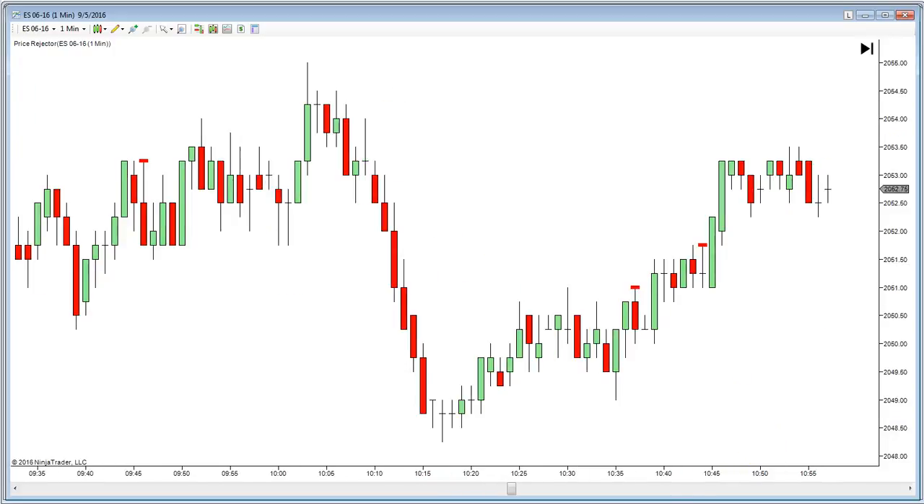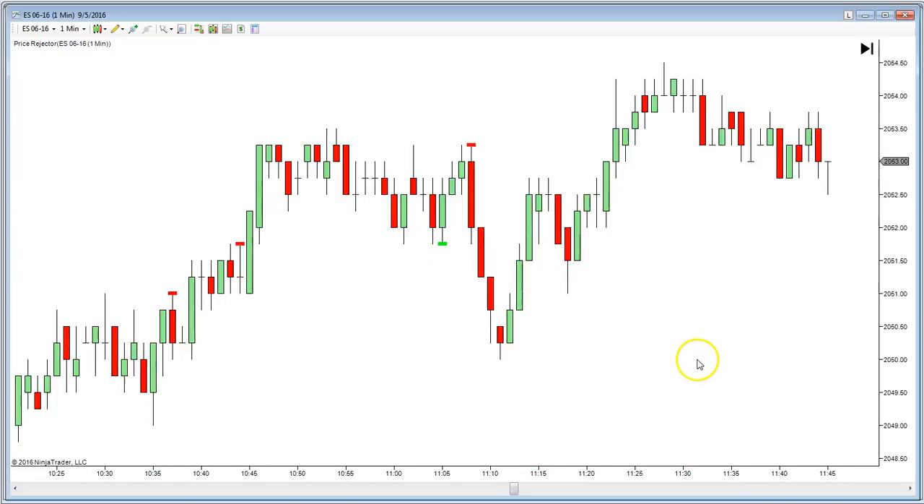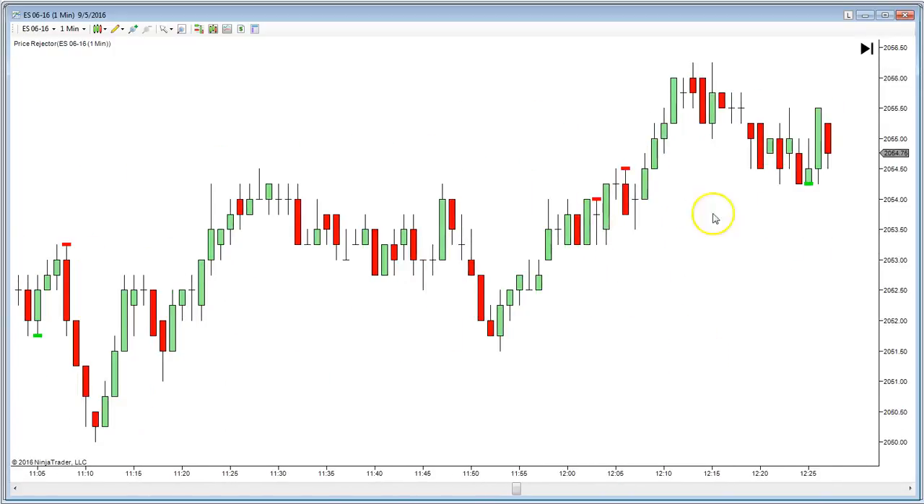Nothing there. This one didn't work out. This one immediately failed. This one started to shoot up, then you got a sell signal. The sell signal worked out, the buy didn't. Time is at 11 here. Fail, fail.